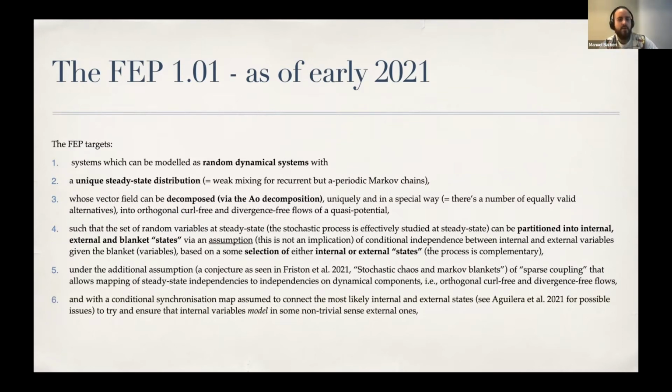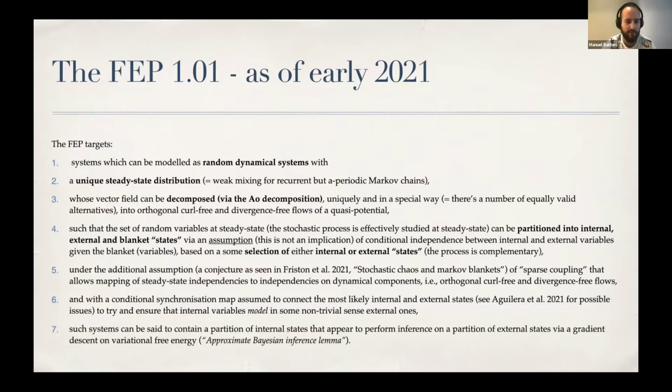On top of that, we need something that Friston calls a synchronization map, which is, again, another assumption. It says that now that I have internal and external states, there is some non-trivial map between the sufficient statistics of internal and external states. And this is what allows me, by the end of this free energy principle, to say that there is a sense in which one partition models the other partition. This is not unproblematic, but I will leave you to Miguel's paper, Aguilera 2021, which discusses quite a lot of the possible implications of this assumption in particular.